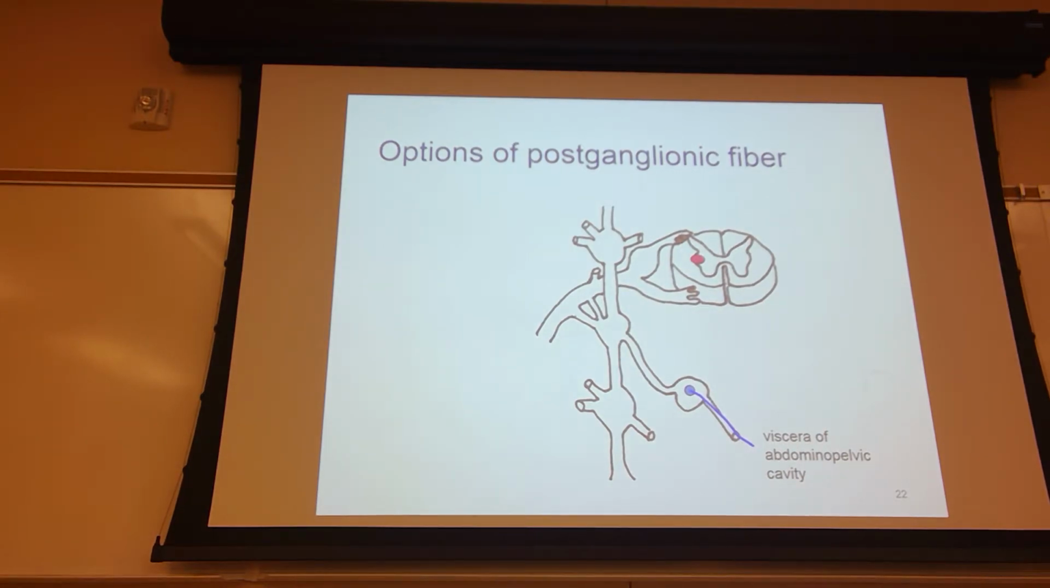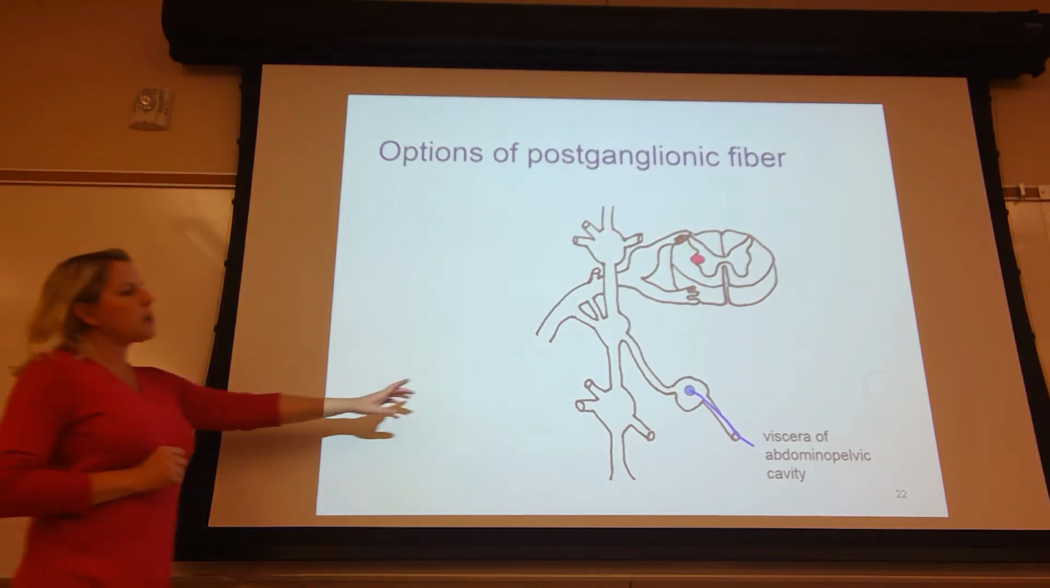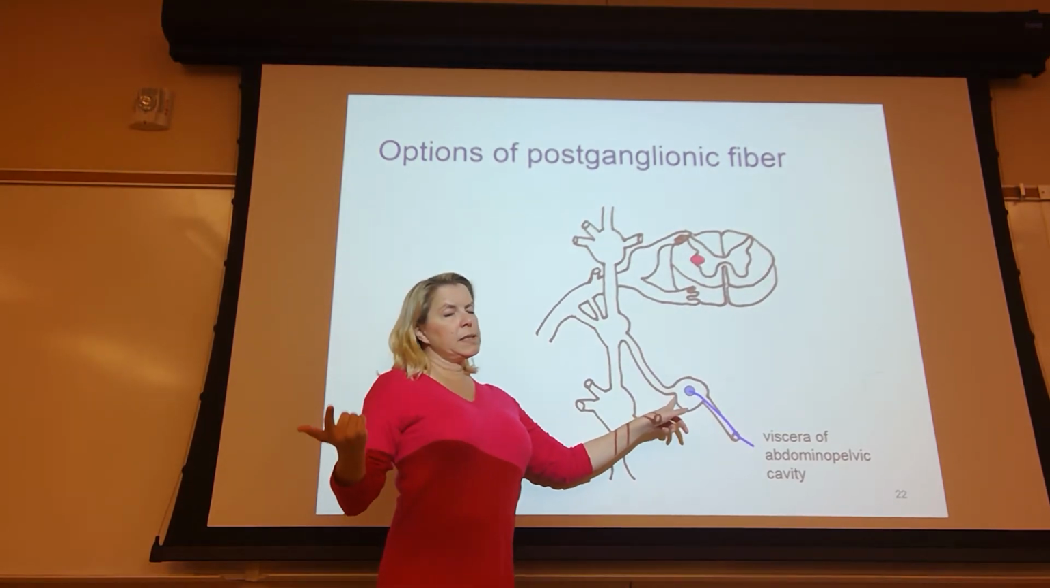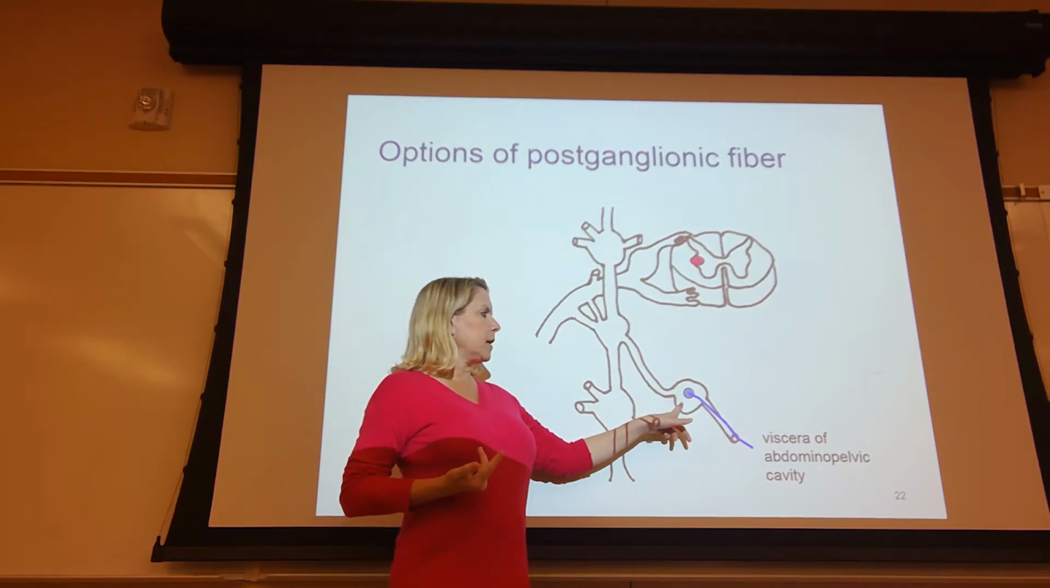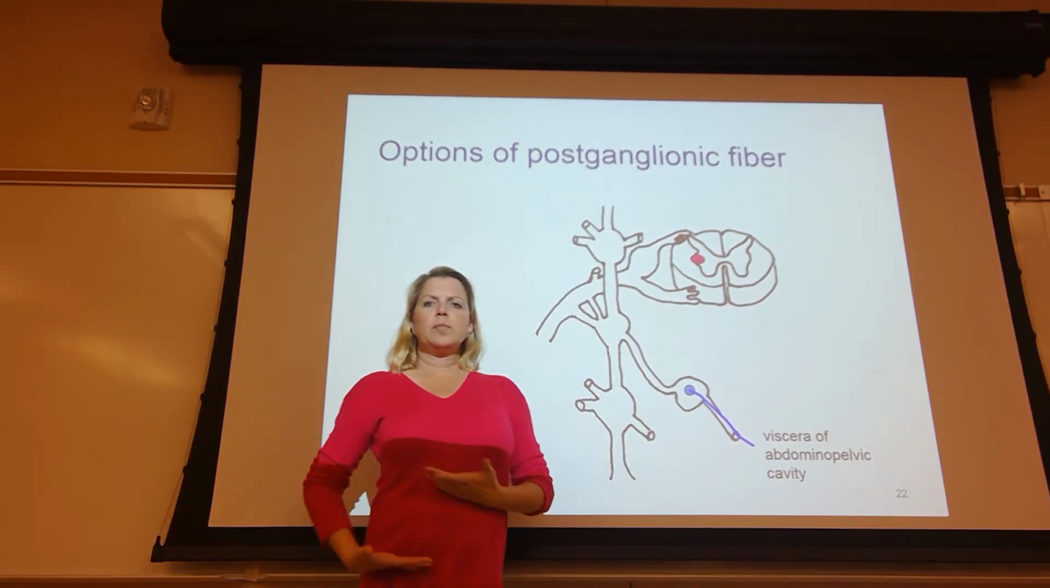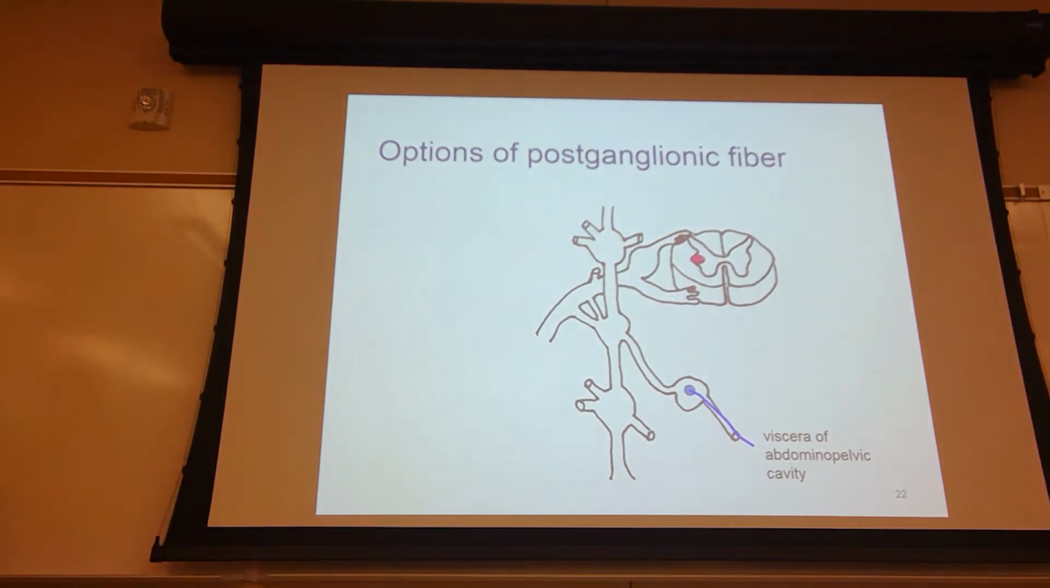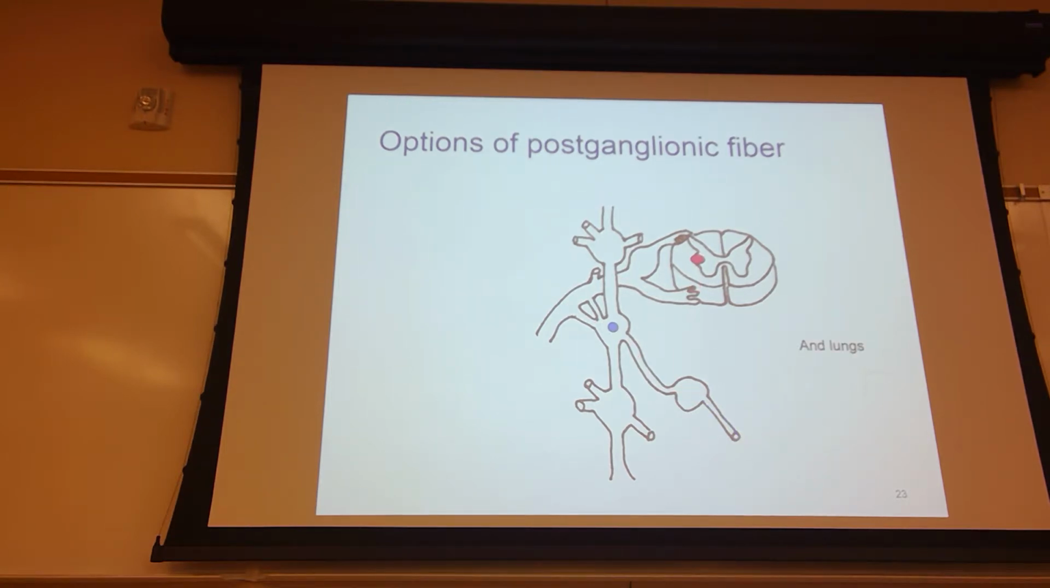Postganglionic fiber can also exit from a prevertebral ganglion, celiac ganglion, superior mesenteric ganglion, or inferior mesenteric ganglion, and go to the viscera of the abdominal pelvic cavity. That would be your intestines, your stomach, your pancreas, anything that's involuntary in your abdominal pelvic cavity. Another option for the postganglionic fiber is going to the lungs or the heart.